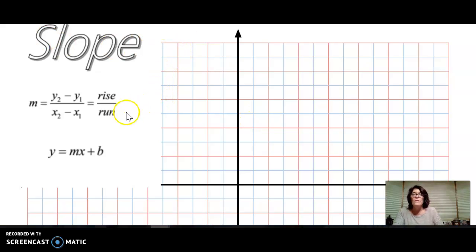Okay, Algebra 2. We're ready to start our new unit. We had our Unit 1 test. You guys did really well on Unit 1. And we're moving into Unit 2, which is all about linear functions.